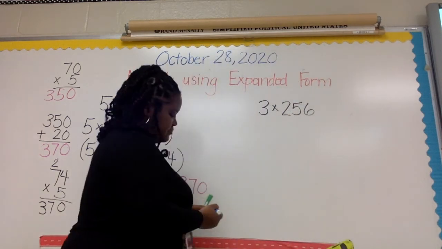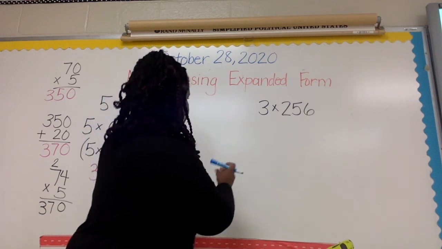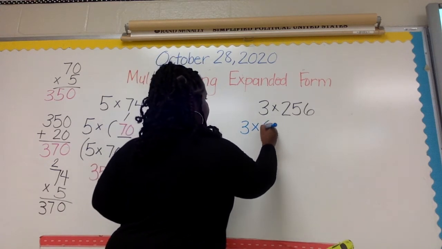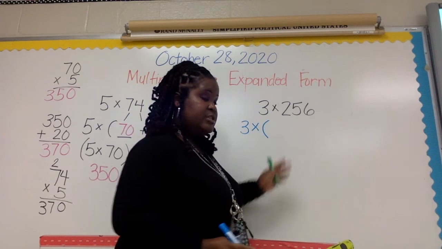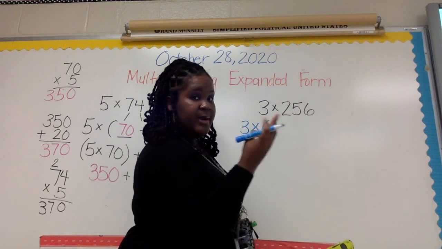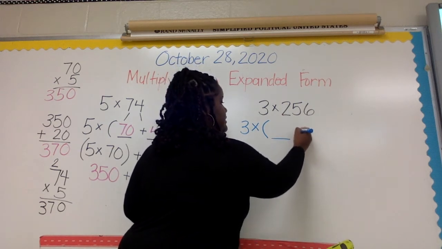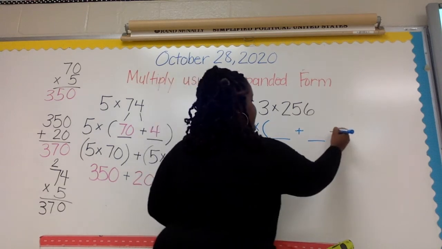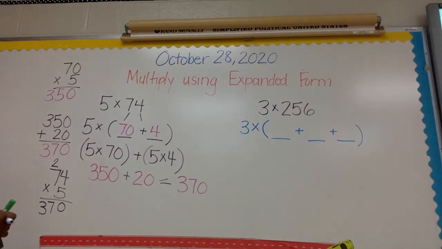So here we go. So I'm going to take this, and I'm going to say 3 times, I'm going to put my parentheses there. I'm going to break this number down. I know that I have a hundreds place, so I'm going to have 3 different lines. This first one's going to be for my hundreds, plus the second one is going to be for my tens, plus this last one is going to be for my ones. Okay? Step out of the way. See that? All right, here we go.